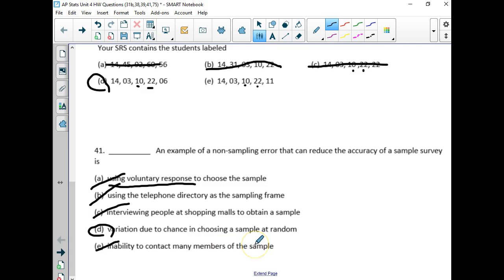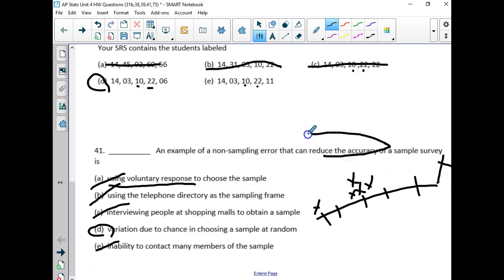Variation due to chance in choosing a sample at random, that is a non-sampling error. So if I asked everyone how many hours of sleep they get, and I start marking it on a dot plot, I could get some outliers, right? Most people could be around here when I'm checking them off, but just by chance, I can get some variation. And that's going to reduce the accuracy of my results. All right, moving on, you guys.